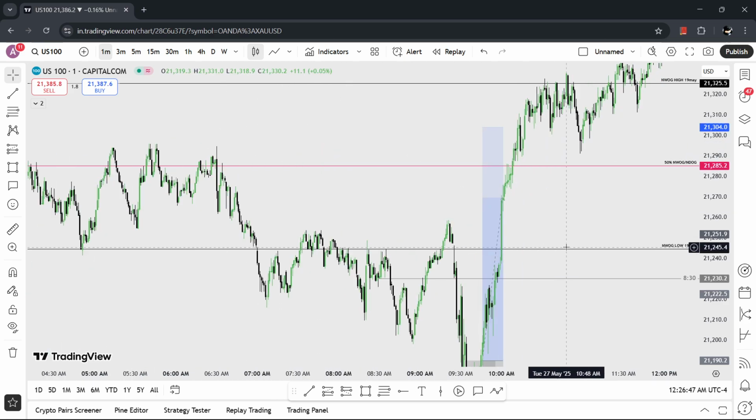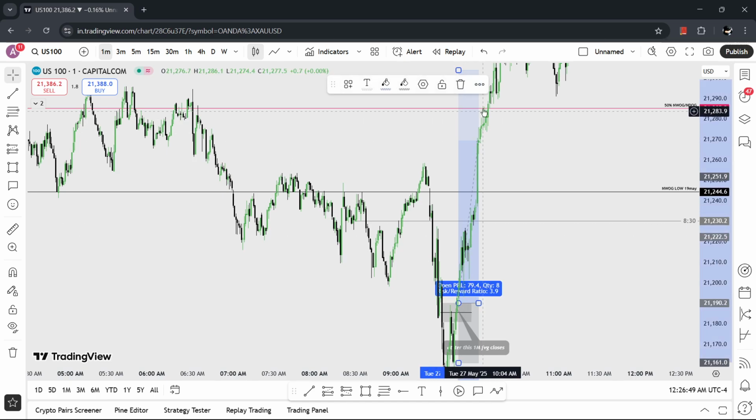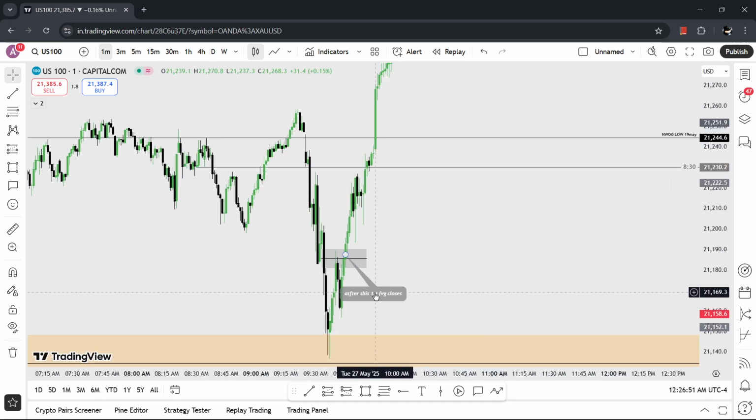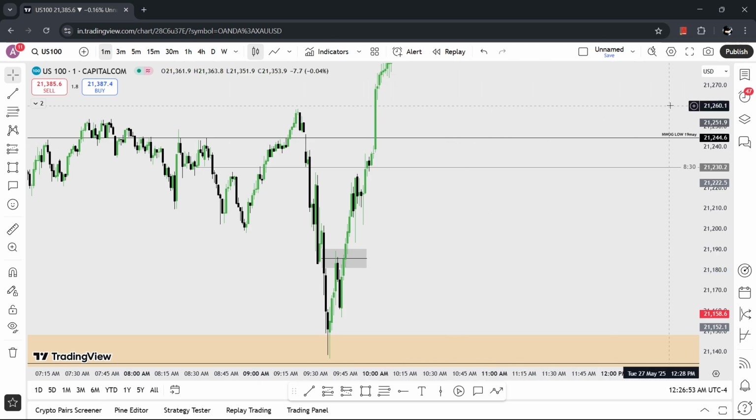Okay. So that's how you could have taken a trade yesterday, that is 27 May 2025.